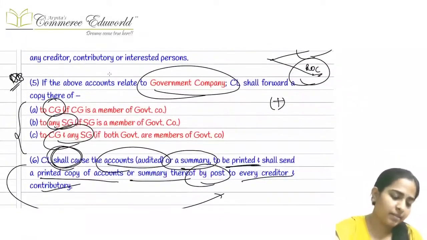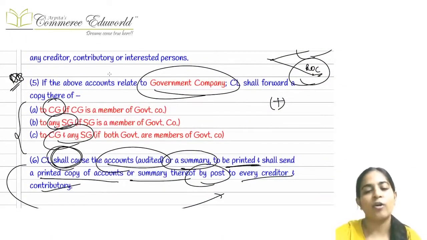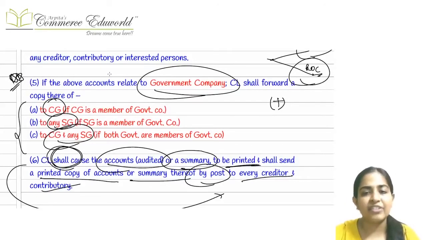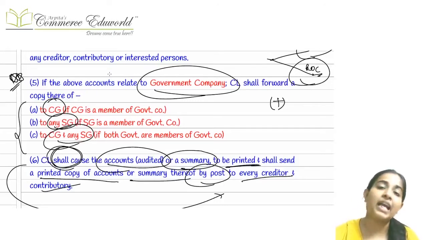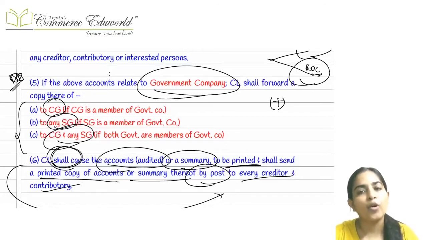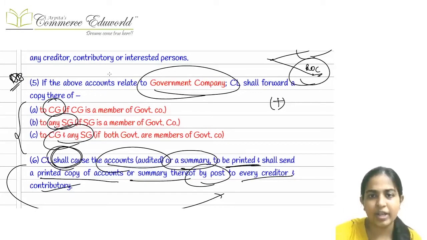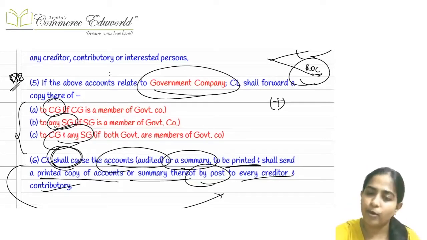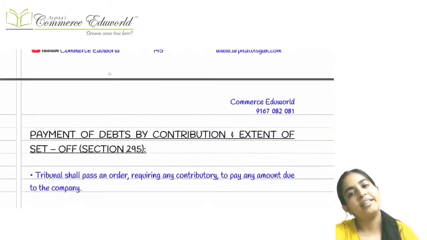Now listen, one important point here, which I had already marked in our batch: if the company which is into liquidation is a government company, then along with the tribunal and the ROC, the audit report is also supposed to be submitted to the member of that government company. If CG is a member, the report has to be submitted to the CG. If SG is a member, to the SG. If both of them are members, then to both of them.